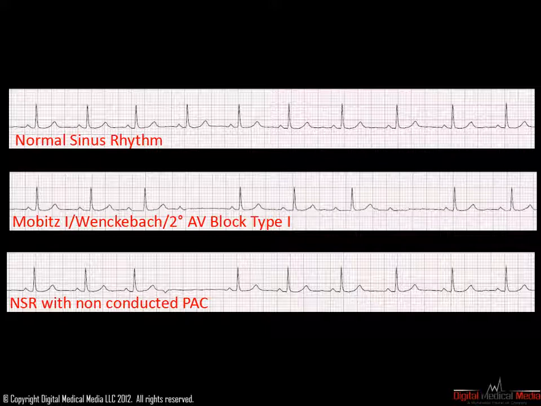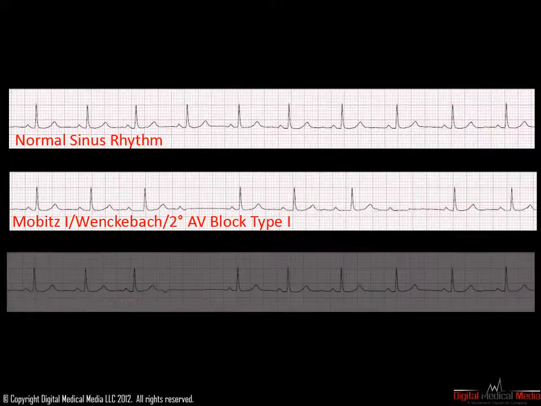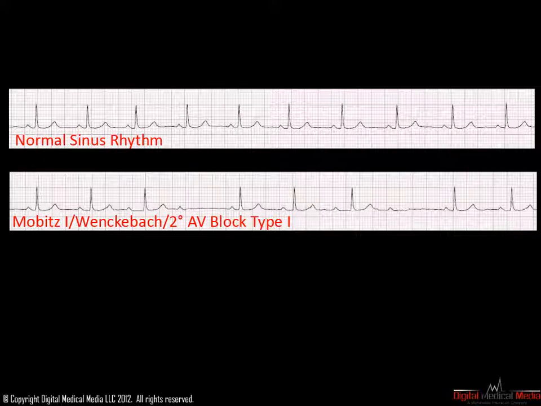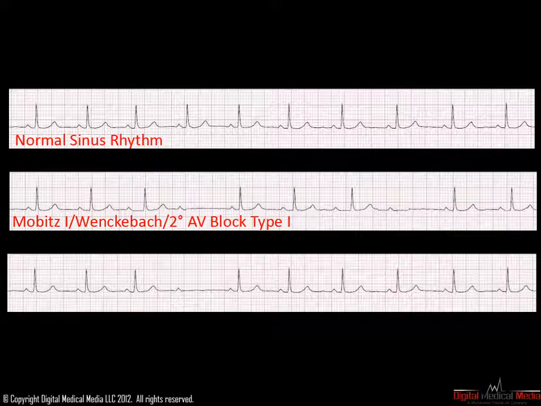I'm going to get rid of the tracing with the blocked PAC and in its place put a third tracing. Again, we see that there are P waves present without QRSs. The fourth P wave in has occurred without conduction to the ventricles. We can see that the P to P interval is the same between the first and second, second and third, and third and fourth beats. Therefore, this is not a blocked PAC.